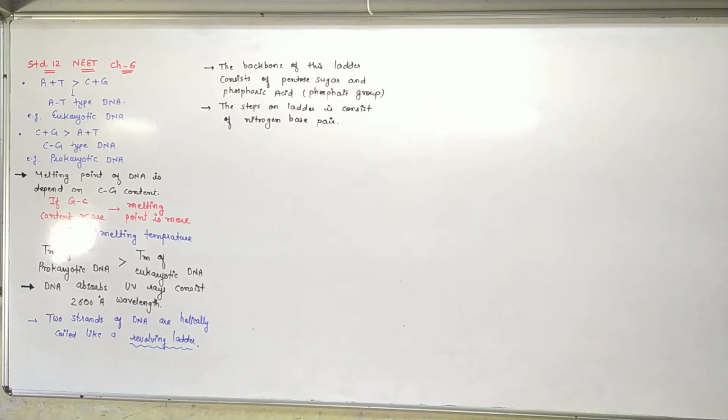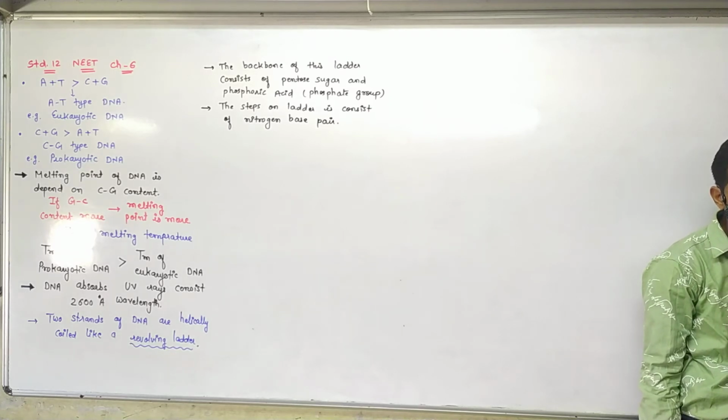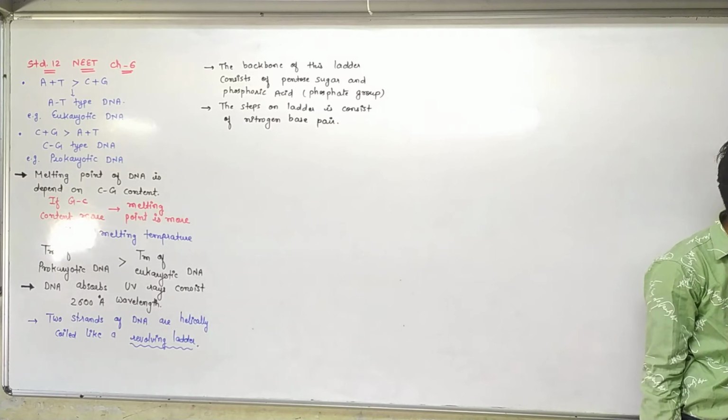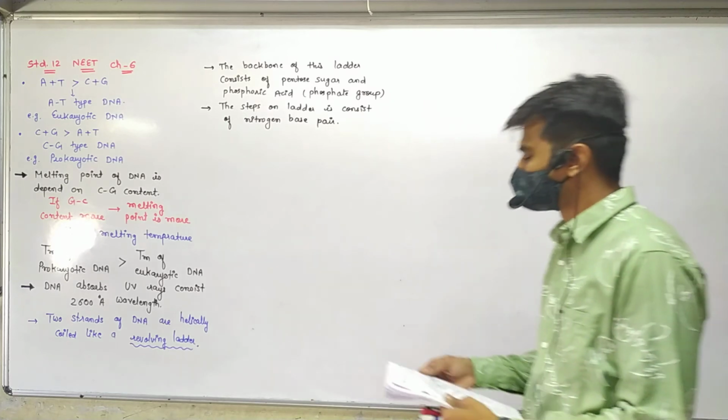But the two parts of the backbone attached together, we can say that the steps of the ladder. Each step consists of one base pair. And you know that this one base pair, so adenine and thymine is attached together by 2 weak hydrogen bonds, and cytosine and guanine attached together by 3 weak hydrogen bonds. So it forms the steps of the ladder.